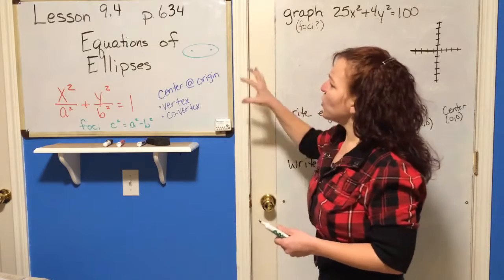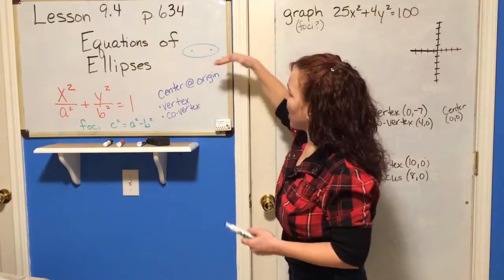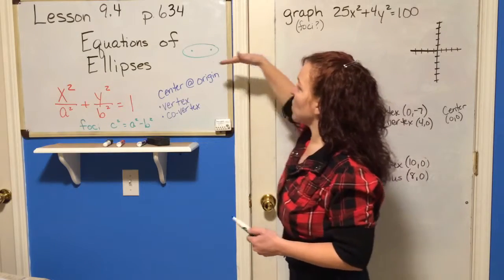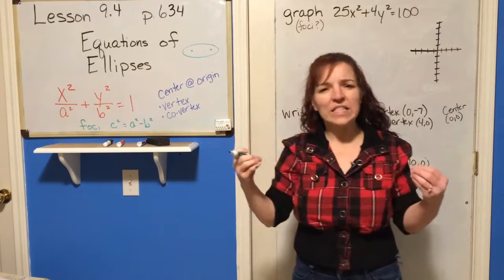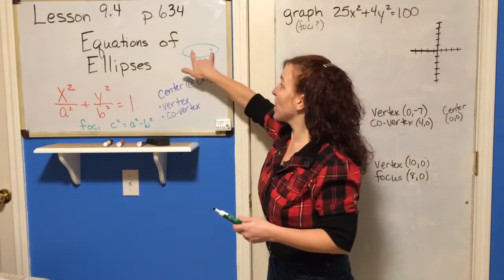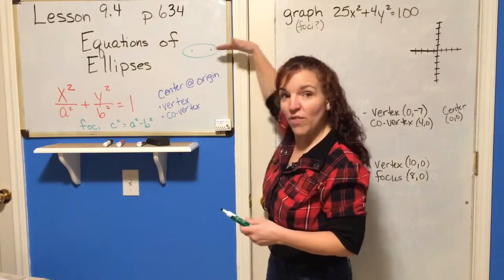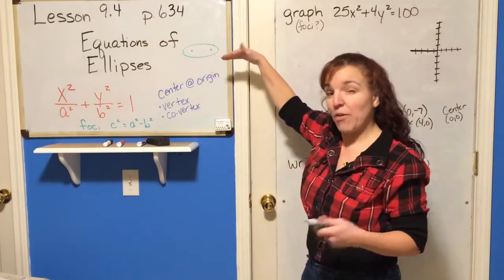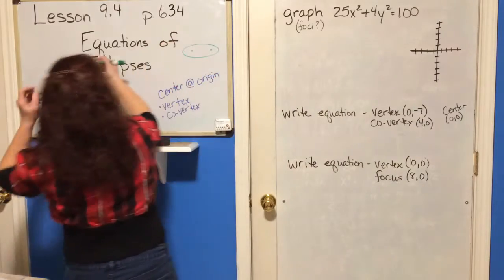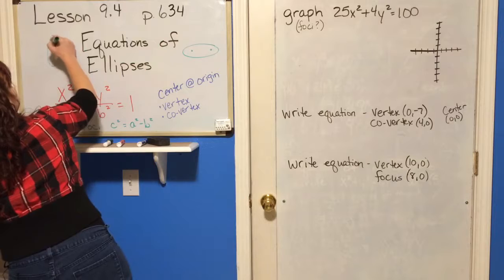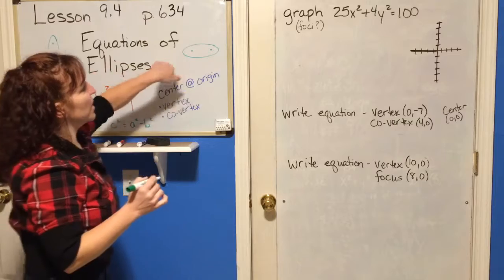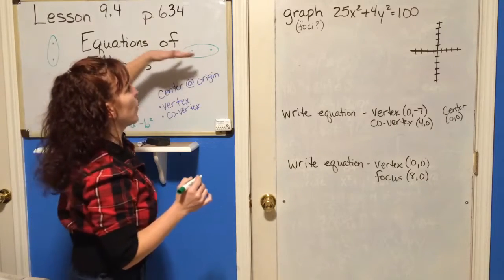Now, if you'll look, an ellipse obviously can be horizontal or vertical. Whichever way the long way is, that's where the foci are located. They're going to be on that axis, and we call that the major axis. So if it's a vertical ellipse, then the foci are going to be along the vertical axis, whereas if it's horizontal, then the foci are going to be on the horizontal axis.